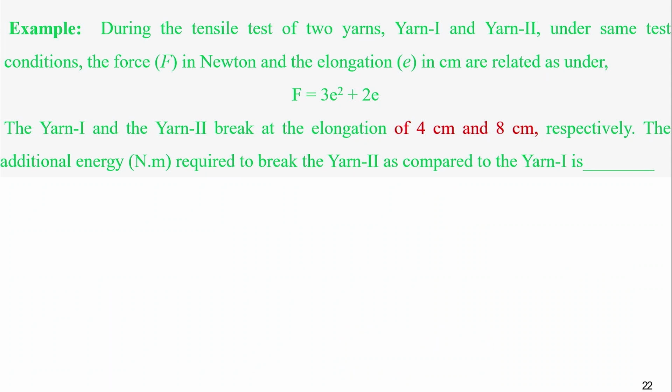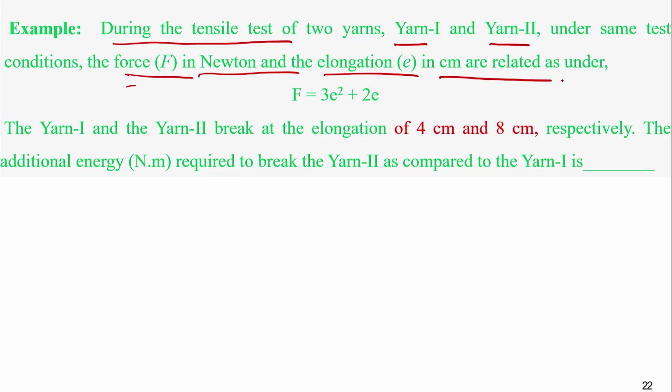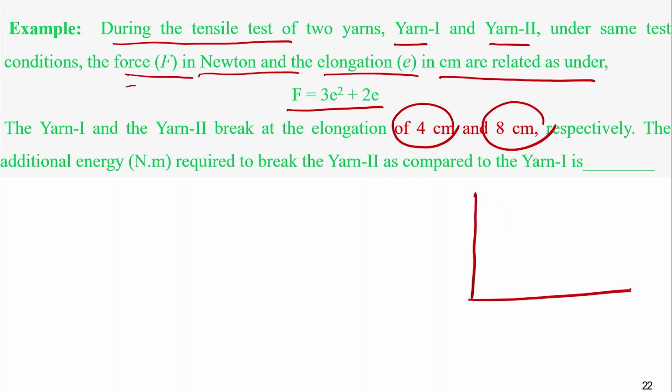Now, another numerical related to the work of rupture. During the tensile test of 2 yarns, yarn 1 and yarn 2, under the same test condition, the force F in Newton and the elongation E in centimeter are related by this formula, F equal to 3E square plus 2E. Now, yarn 1 fails at 4 centimeter elongation and yarn 2 fails at 8 centimeter elongation. Suppose this is the condition, here elongation and this is load, and this is yarn 1. So, here it is 4 centimeter.